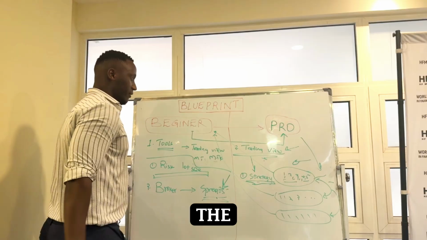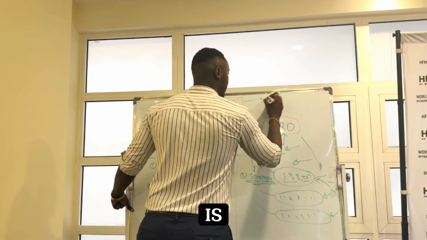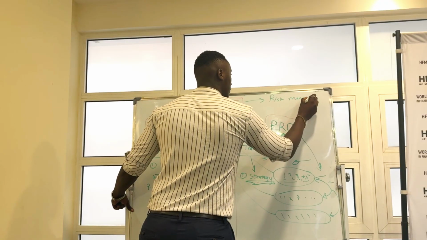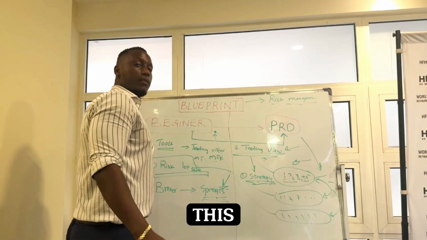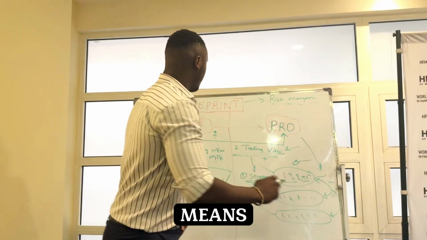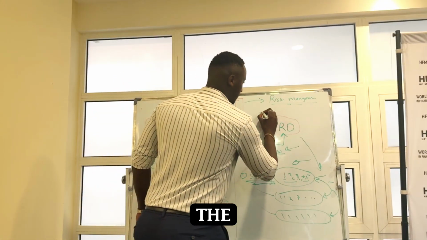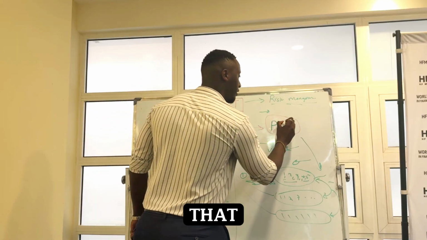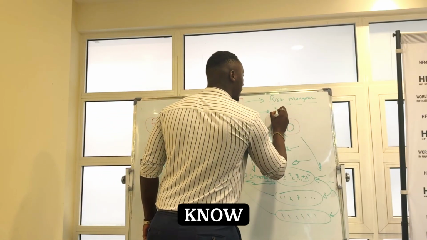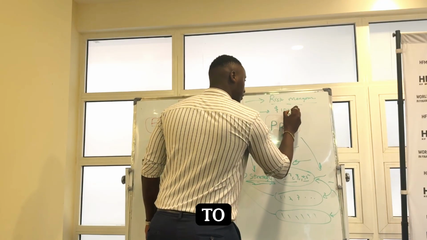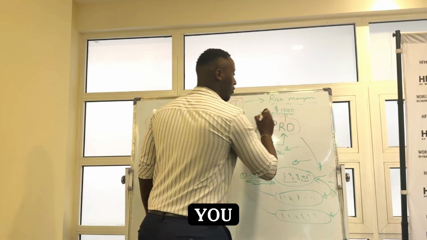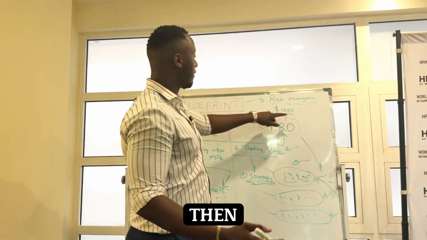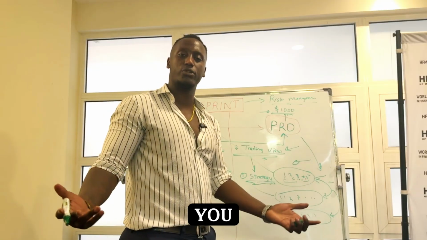The next thing is what we call risk management. What does this mean? This means that when you come to the market, the difference between beginner traders and pro traders is that pro traders already know how much they are willing to lose. So if you have $1,000 to lose today, then when you lose this $1,000, you close your computer, you are done for the day.